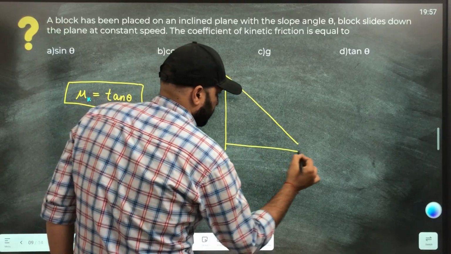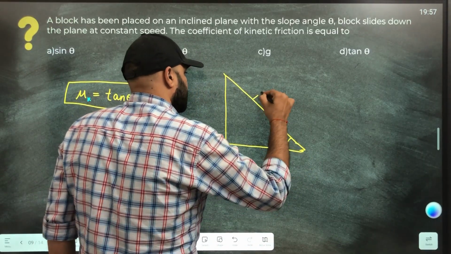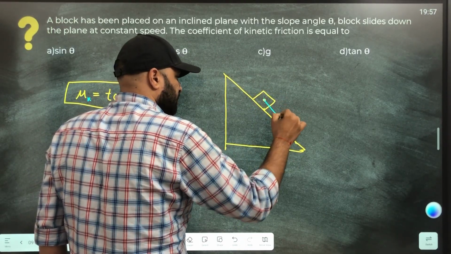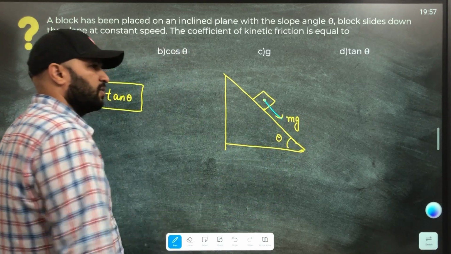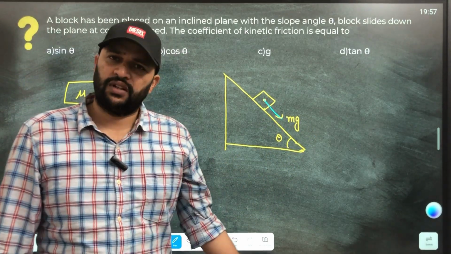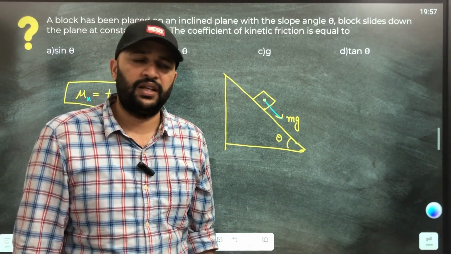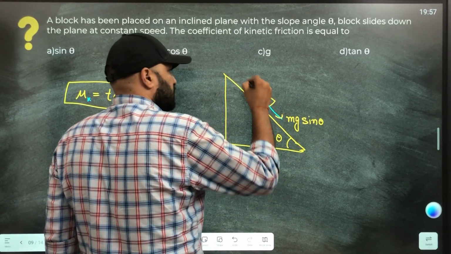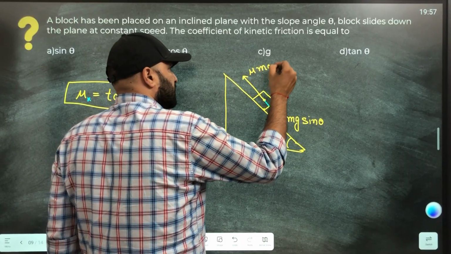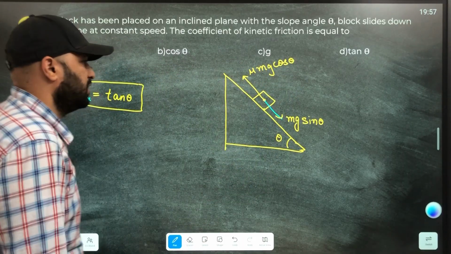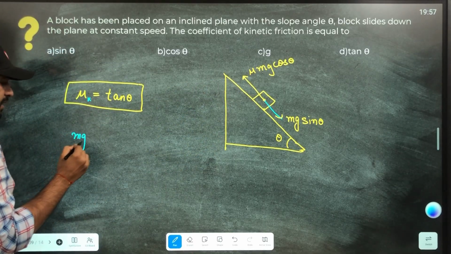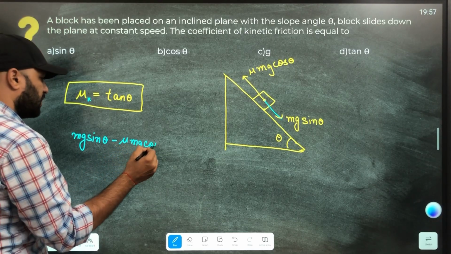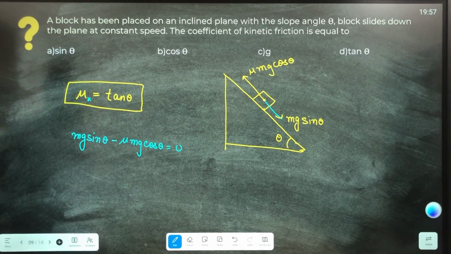Let's assume that this is our inclined plane, this is our angle theta, and you are placing a block. If it is moving with a constant velocity, the resultant force is zero. Sir, why do you say again and again that constant velocity means force is zero? Obviously the change in velocity is acceleration, and acceleration will be zero. So mg sine theta is pulling it downward, and mu mg cos theta is our frictional force which is pulling it in the backward direction. This net force, mg sine theta downward minus mu mg cos theta upward, must be equal to zero, right?